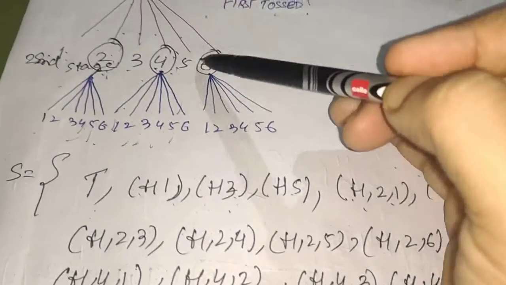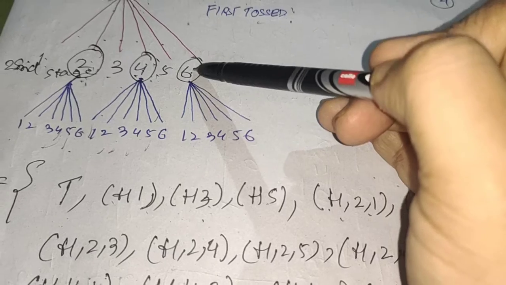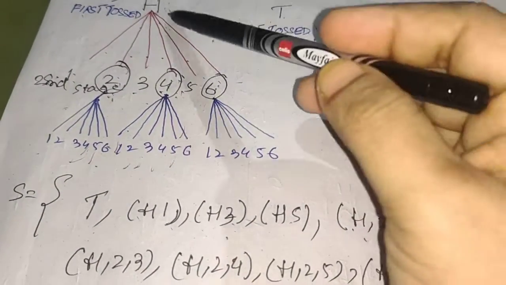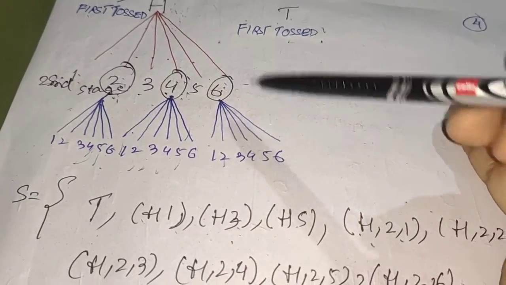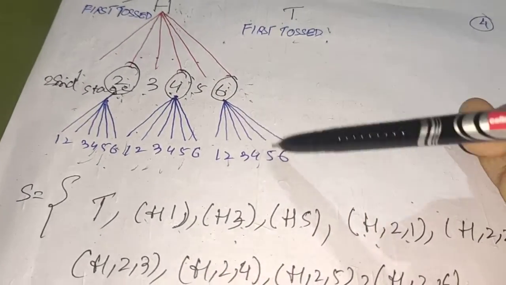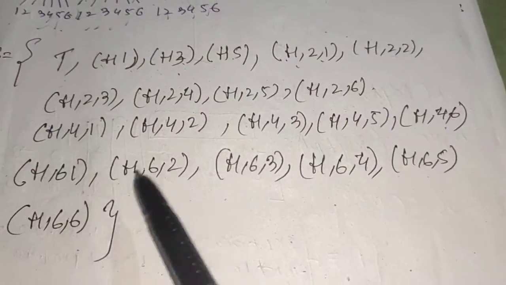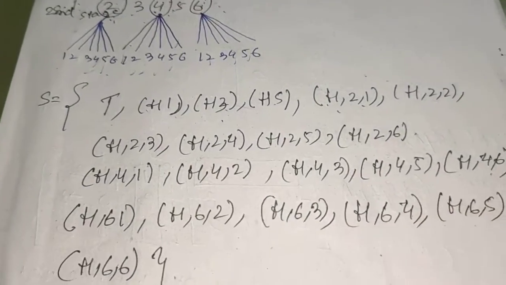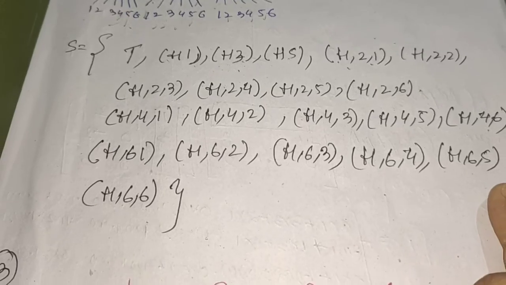Then after that, if the last even number, 6, appears, it will be h6 1, h6 2, h6 3, h6 4, h6 5 and h6 6. You can see all the possible outcomes are written here. Therefore this is the sample space of the given problem.